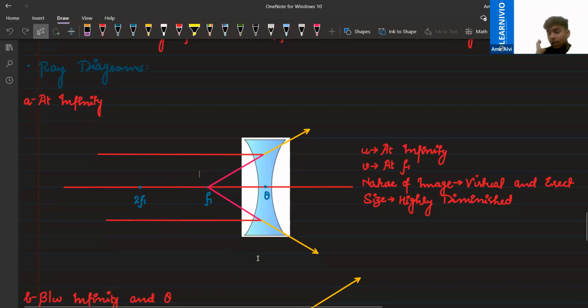Yes. Okay, so here the image formed would be virtual and direct because these light rays are not actually meeting. They just appear to meet. That's why the image is virtual and direct, and the size of the image would be highly diminished. Okay, everyone. So please note it down.